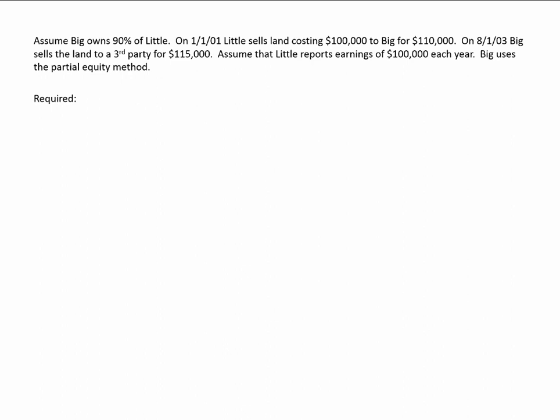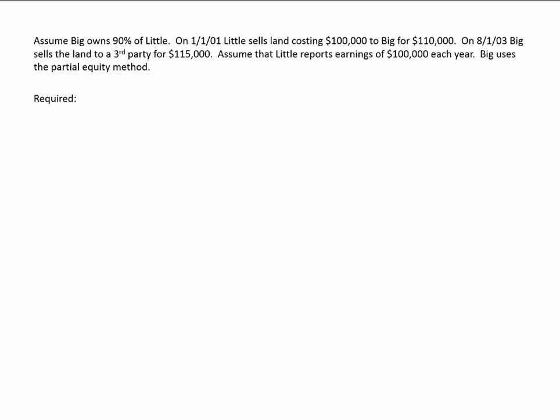Okay, so again, we assume that Big Company owns 90% of Little, and that on January 1st, 2001, Little sells land costing $100,000 to Big for $110,000. A couple years later, on August 1st, 2003, Big sells this land to a third party for $115,000.